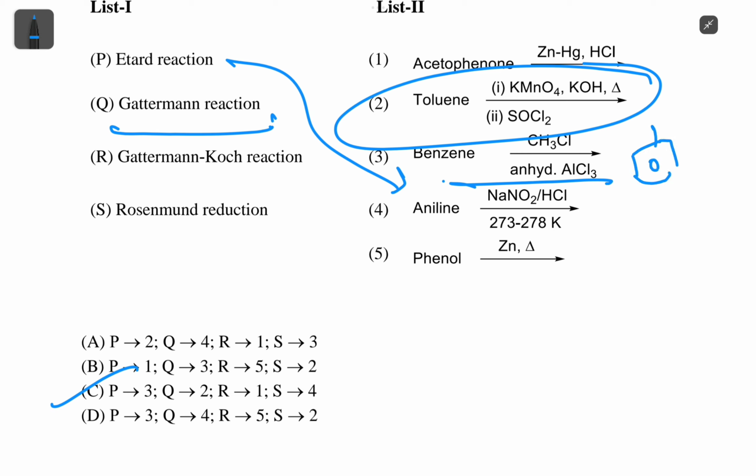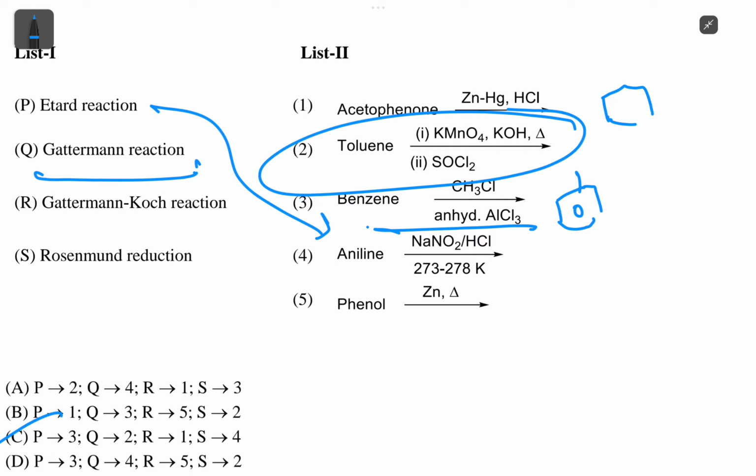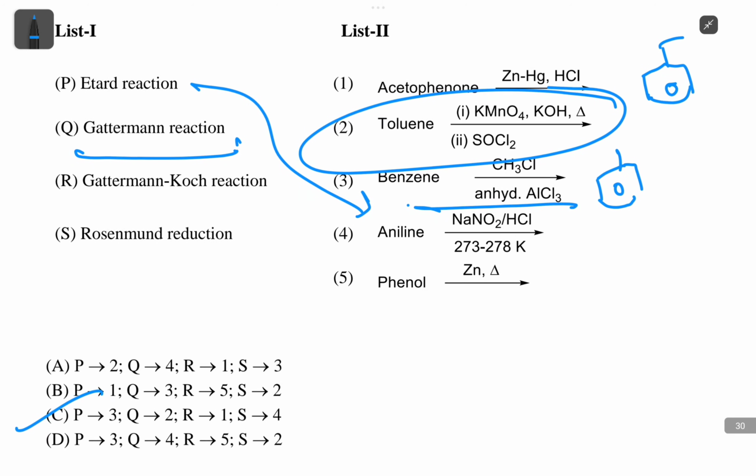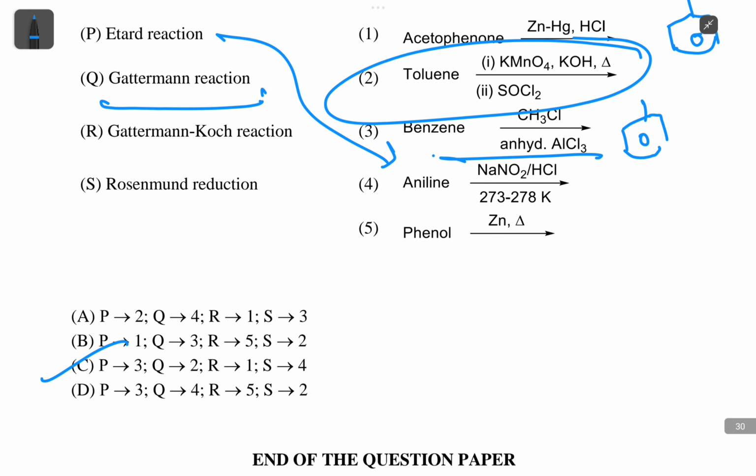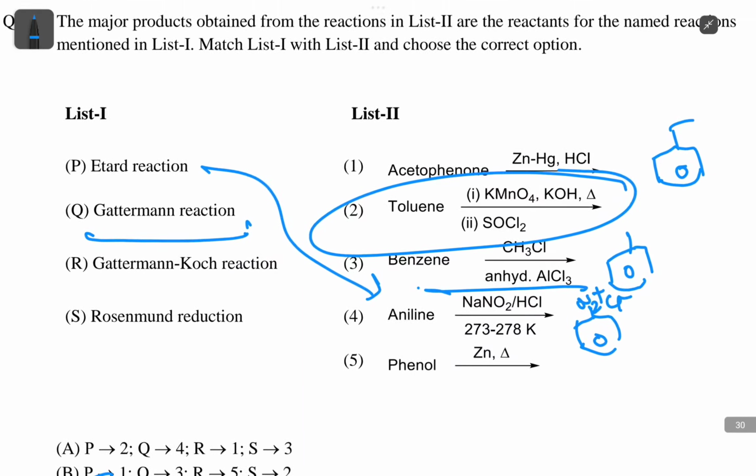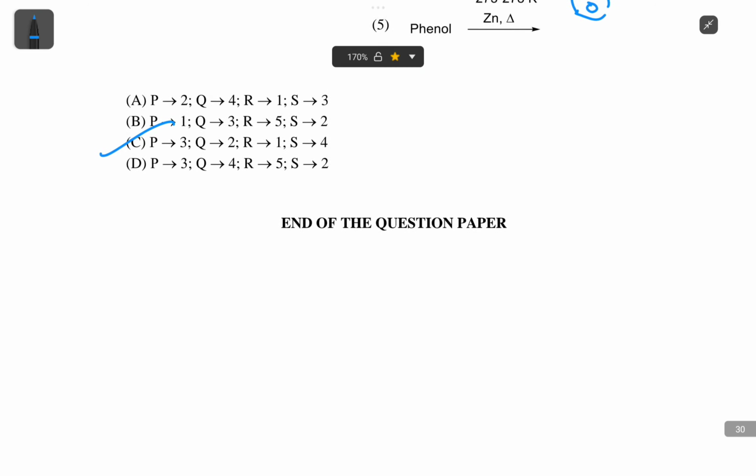For Q, I wrote Gatterman reaction. For Gatterman-Koch reaction, well, you would have this thing. Acetophenone is this, and then you would just have this, right? For Rosenmund, you can have, right?